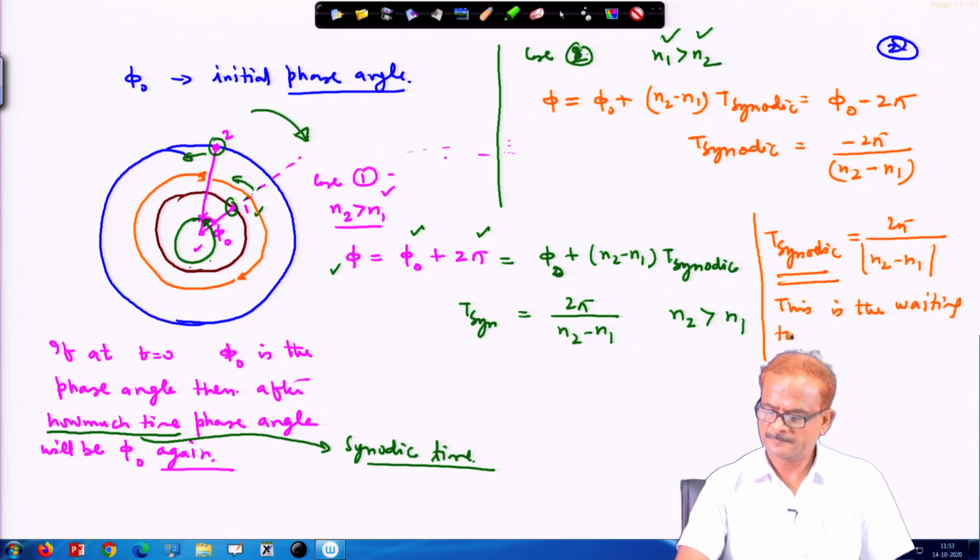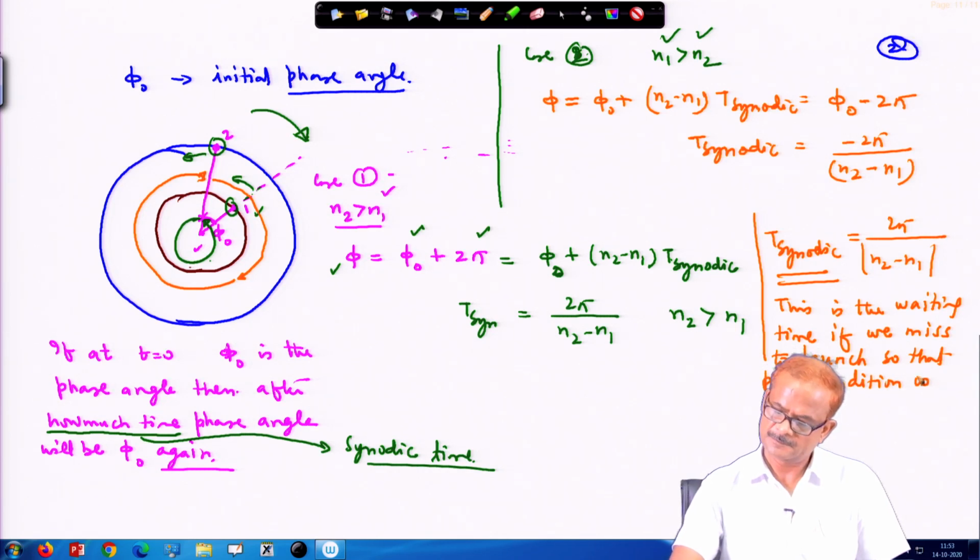This is the waiting time if we miss to launch, so that the phase condition is satisfied.